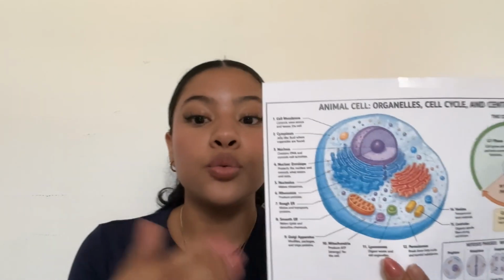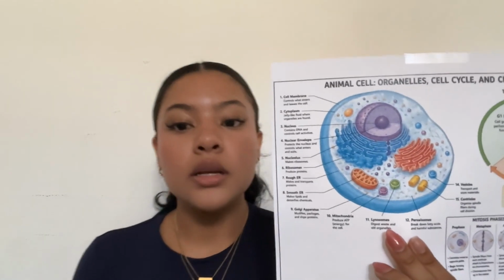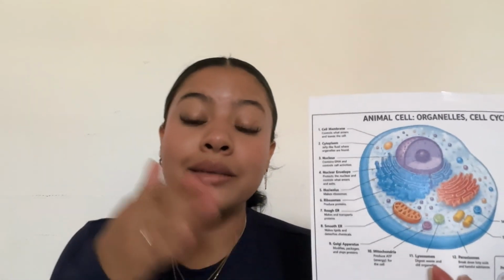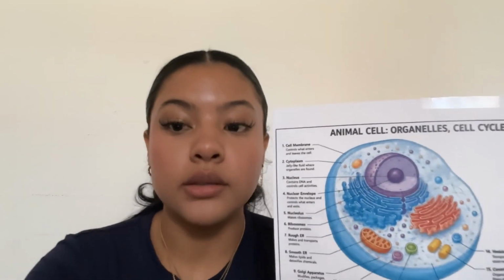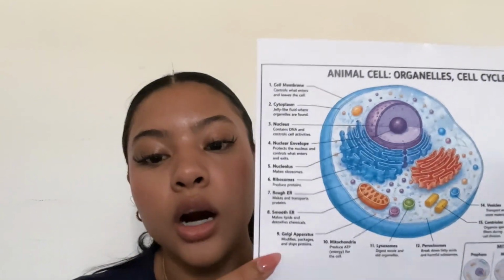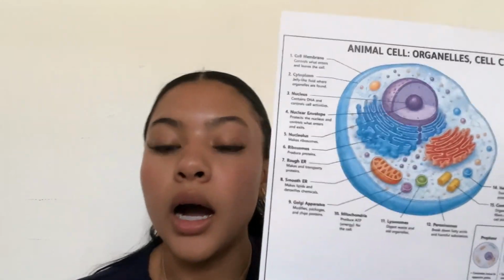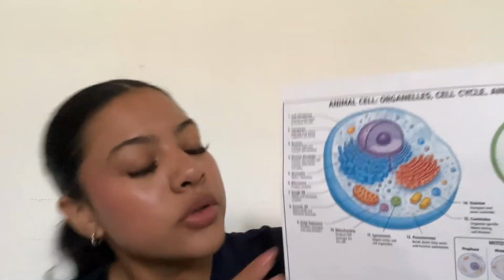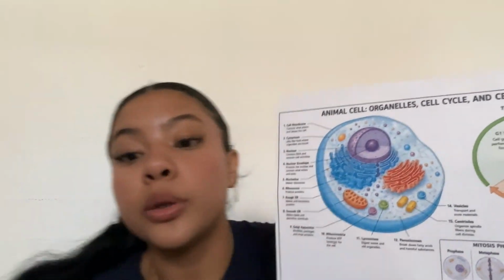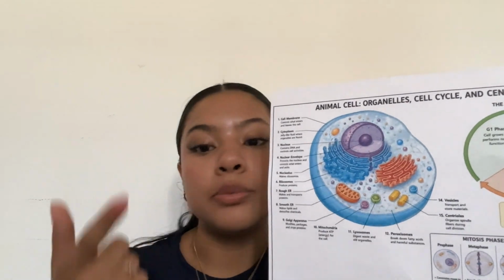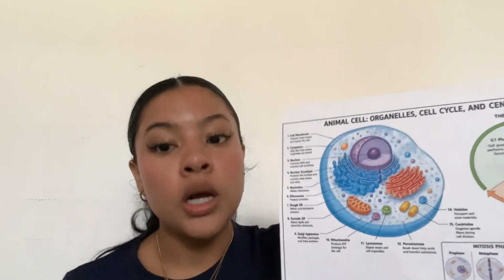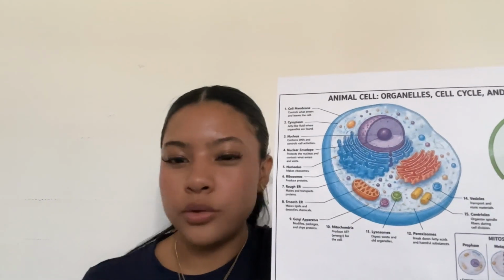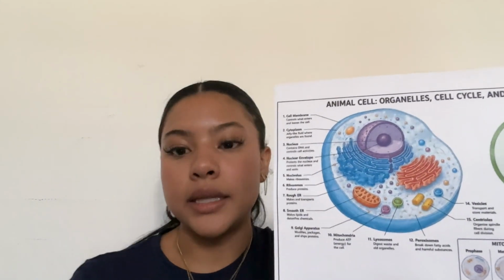The ribosomes make the proteins. And then after that, we have the rough ER, which packs and transports the proteins. Following that, we have the smooth ER, which is right here, which makes the lipids and detoxifies the chemicals. Following that, we have the Golgi apparatus, which modifies, packages, and ships all the protein out. And then we have the mitochondria, which is usually known as the powerhouse of the cell, which produces ATP.